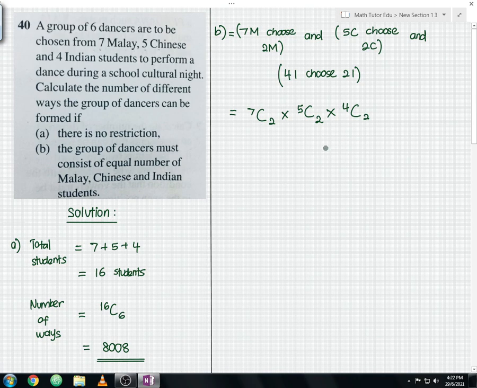Okay, so from here you calculate them separately. 7C2 you get is 21, times 5C2 you get is 10, and then 4C2 you should get 6. You calculate them all, you should get your final answer is 1260 combinations. So let me underline the solution for question part B.